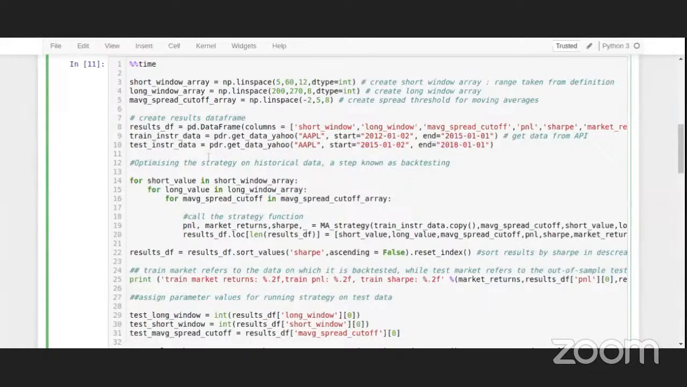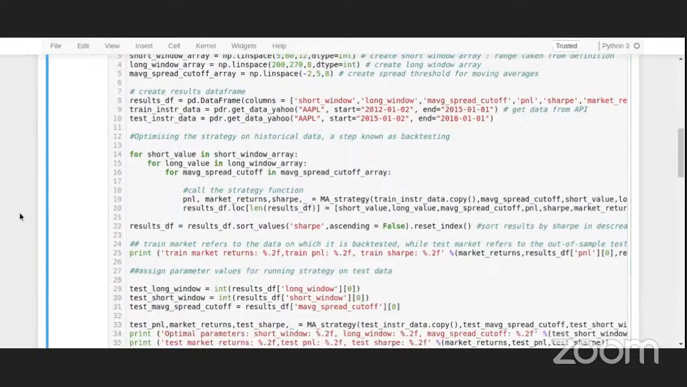So there are 2 periods of 3 years each. Now we are doing the optimization of the strategy on historical data. This step is also known as backtesting. We run over the short window array, then over the long window array, then over the moving average spread cutoff array. All of these arrays are defined here.